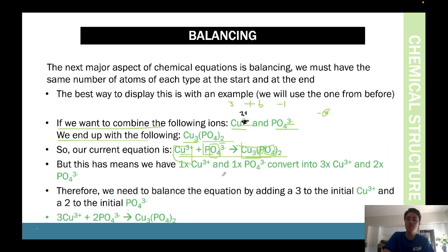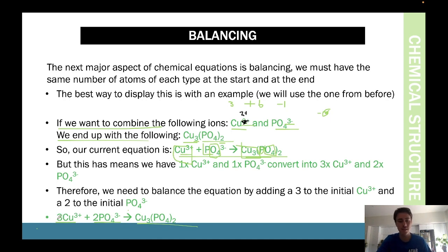To balance it, I need to put numbers out the front. So in balancing this equation here, I've gone and put a 3 in front of the Cu2 plus, I put a 2 in front of the PO4 3 minus, and I've put a nothing there because I didn't need to do anything on this side here. So essentially this 2 is referring to double this, and this 3 is referring to 3 times this.